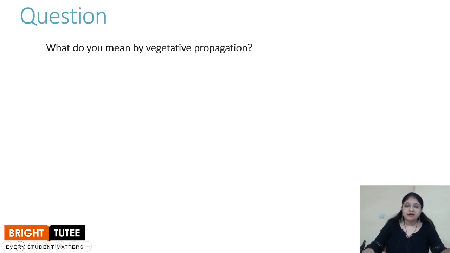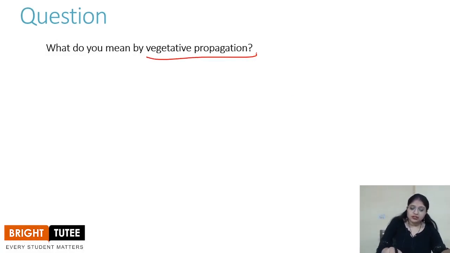What do you mean by vegetative propagation? So vegetative propagation is the kind of reproduction where only the vegetative parts of the plants are involved, like your leaf, stem, roots and a vegetative bud. There is no involvement of any other part of the plant, that is flower.